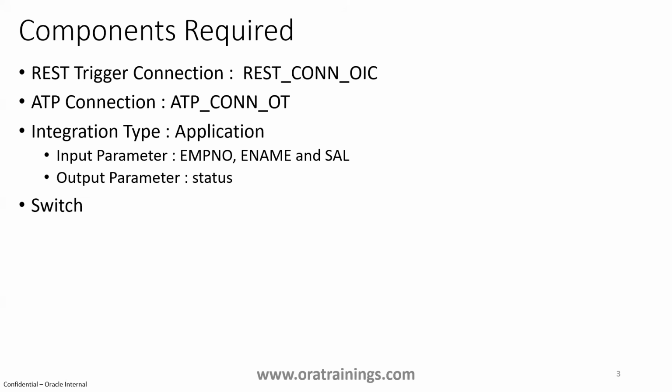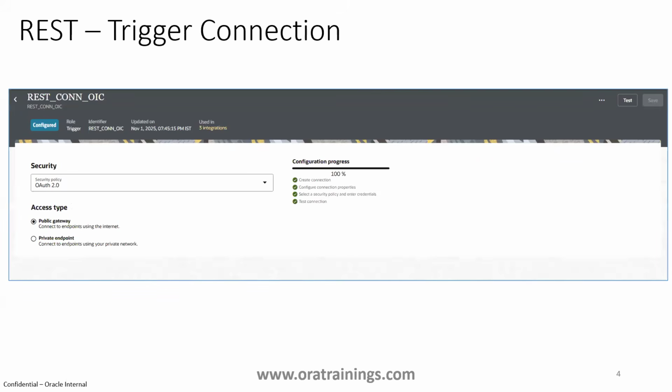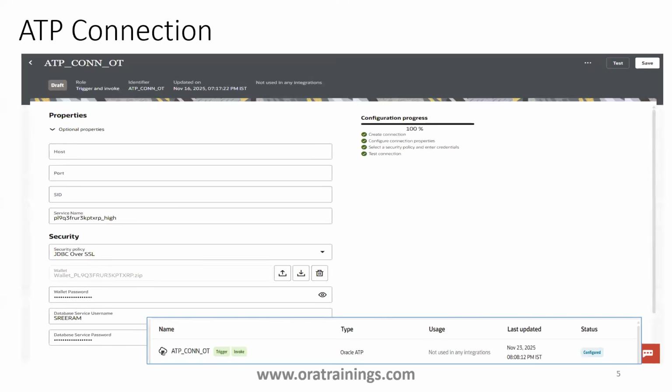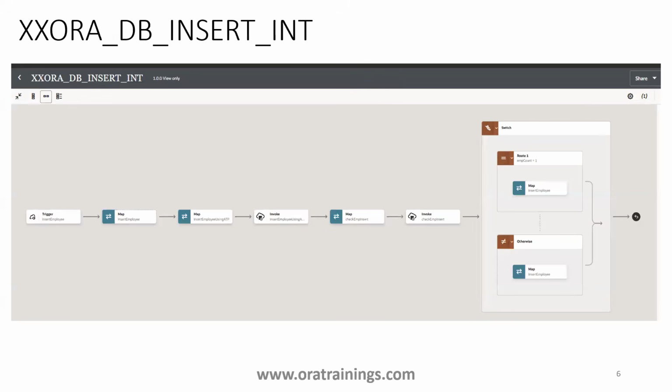Okay. Now, let's see the connection. You can see the REST trigger connection, which we have been using in our samples, and the ATP connection. And now, this is the final integration which we'll be designing in our session today. So here, if you observe the flow, the first one is a trigger connection. And here we'll be receiving the 3 input parameters, okay? And those 3 input parameters, we are mapping to the DB mapping.